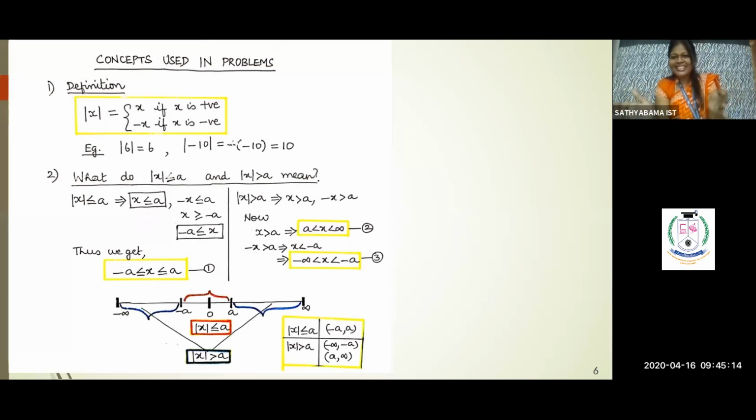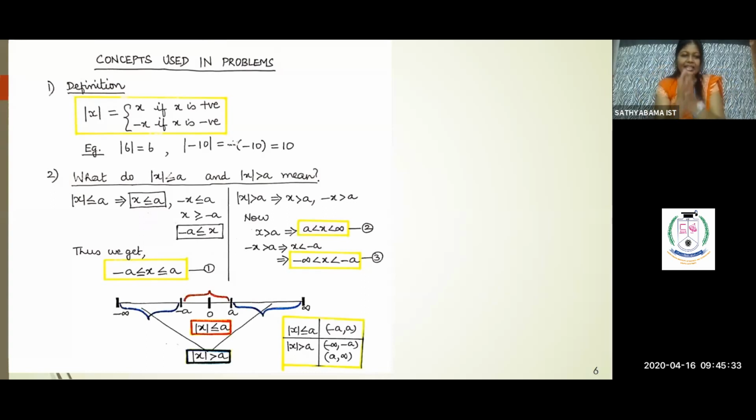You know modulus of minus 10 is 10. How are you doing that? You make it positive by multiplying by a minus sign. So that's the second case in the highlighted definition. Modulus of x is minus of x if x is less than 0, if x is negative. Okay, so this is one definition that I want you to remember, which we will apply in problems.